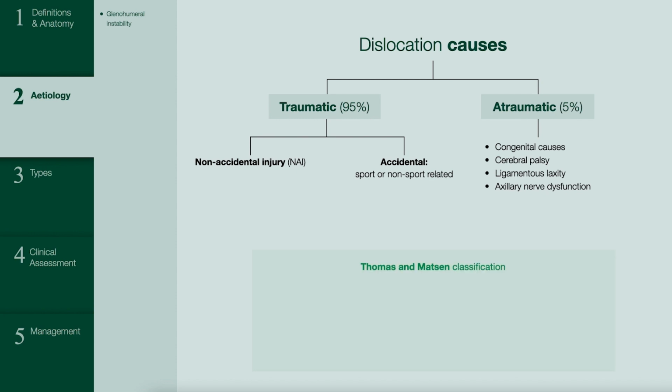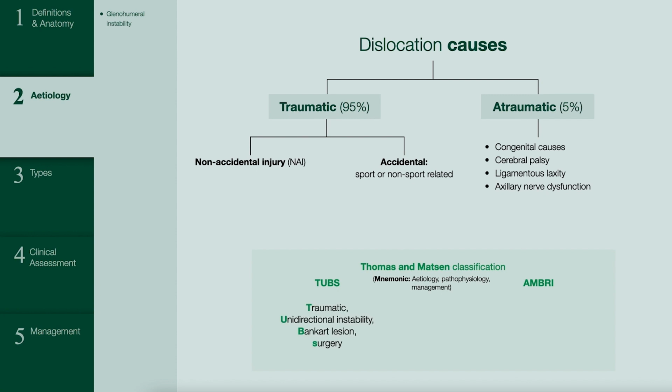The Thomas and Matson classification system is a historical classification system you may hear of when referring to causes of traumatic and atraumatic anterior shoulder dislocation. This system uses two mnemonics, one for traumatic dislocation and the other for atraumatic dislocation. These are TABS and AMBRI, which outline the etiology, pathophysiology, and management.